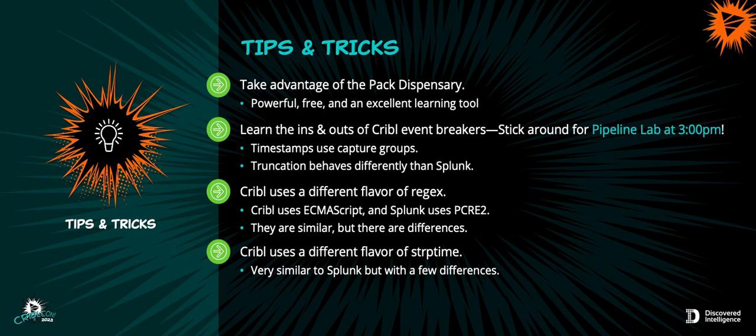And master event breakers. They provide the functionality that the Magic 8 provides in Splunk, but the execution is much different in Cribl. This was different than what I was used to, and it took me some time for it to become second nature. Truncation behaves differently. The truncated portion of an event isn't dropped. It's passed along, but with an internal variable set. Unless you deal with large events, you may never experience this behavior, but you should be aware of it and know the options for dealing with it.